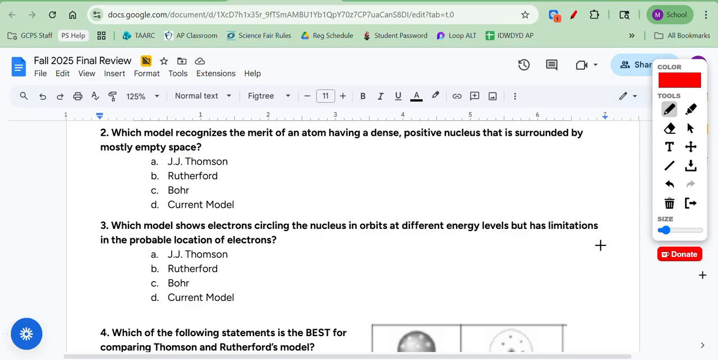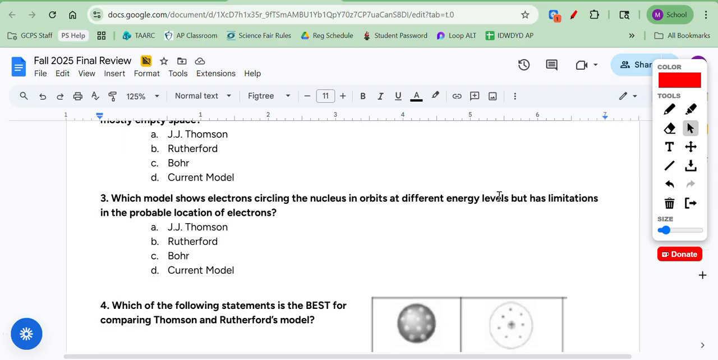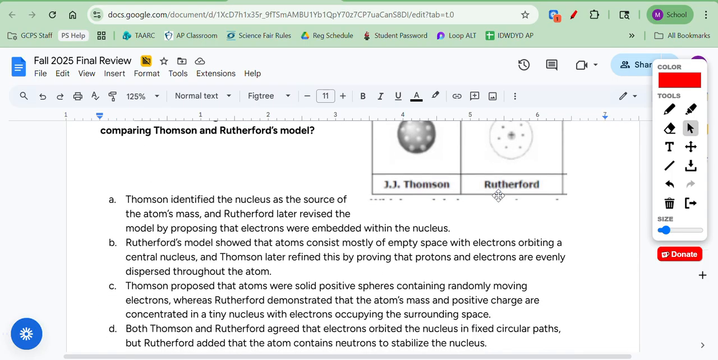In question 4, we are asked to determine which of the following statements is the best for comparing Thomson and Rutherford's model. Whenever I read that kind of question, it lets me know that there might not be an answer that I think is absolutely perfect, but it is the best one out of what I've been given.